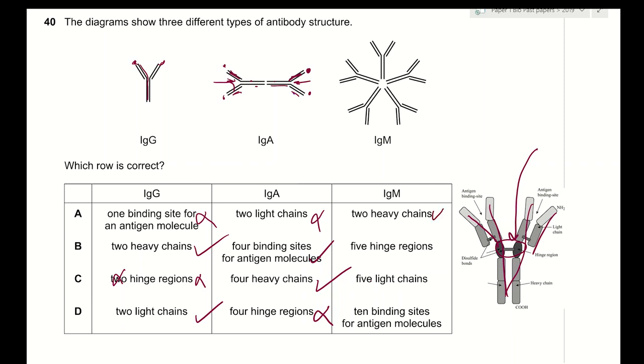Now, it brings us back to immunoglobulin M for the final one, and A, two heavy chains. Obviously, this is incorrect. It has 10 heavy chains. For B, five hinge regions. So this is correct because we have a hinge region in each one of them at the center here, which gives the antibody its flexibility. C, five light chains. Now, it's supposed to be 10 light chains, because we have two on each part. Therefore, this is incorrect. For D, 10 binding sites for antigen molecules. This is also correct. Therefore, the correct answer must be B.